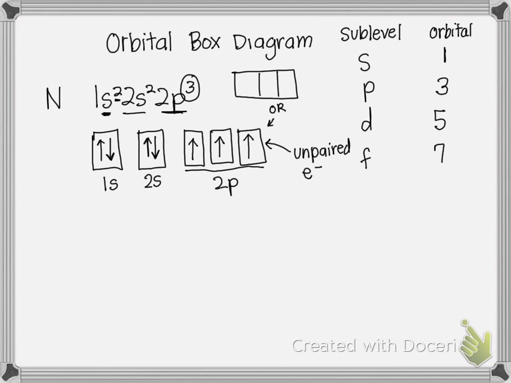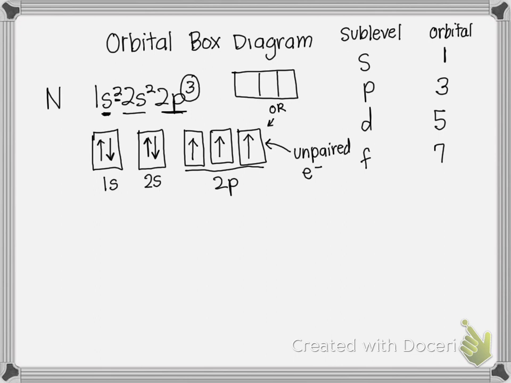And why it does this is because an empty orbital is easier to get into than one that already has an electron, because remember, like charges repel. So if there's already an electron in one, then for another one to get in there would require a little bit more energy. So it has to do with whatever's the easiest in terms of energy. So right there, what I just drew is an orbital box diagram.